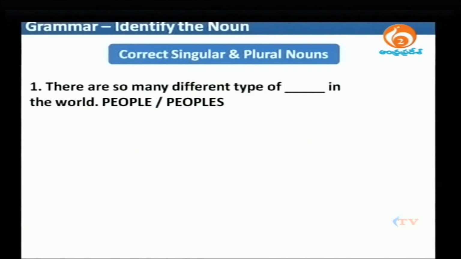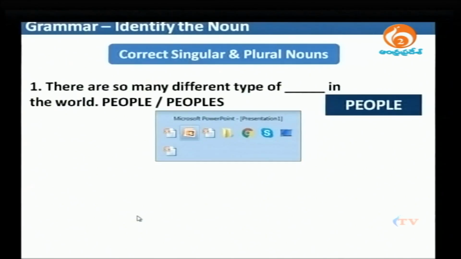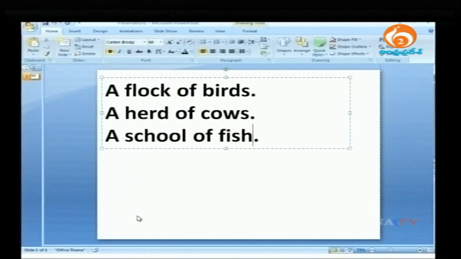All right. Now, singular and plural form, some more examples. There are so many different types of people or peoples in the world. It is people, because people is already a plural form, so please do not add an s. For example, a lot of people make this mistake.